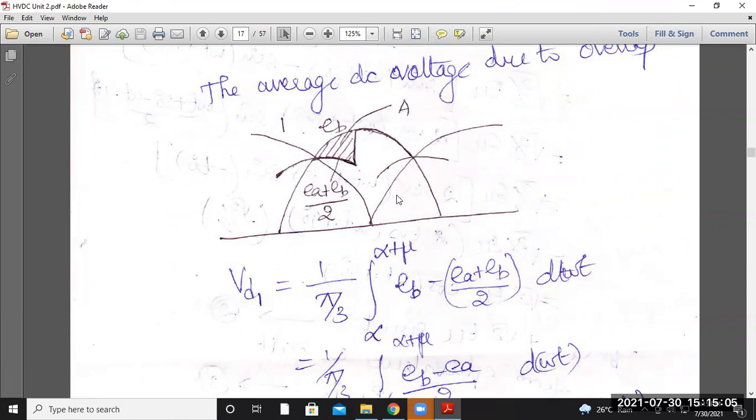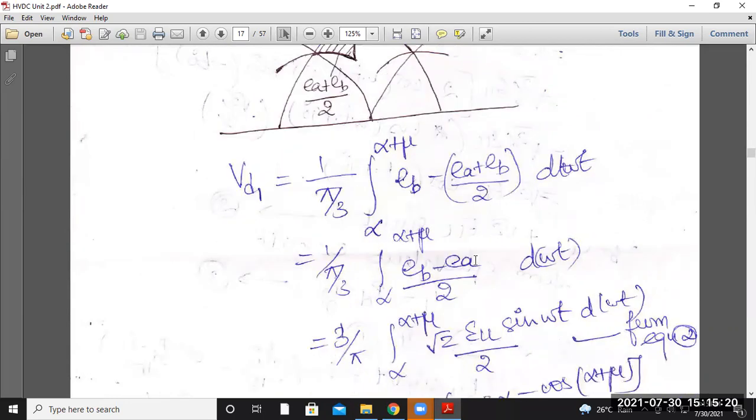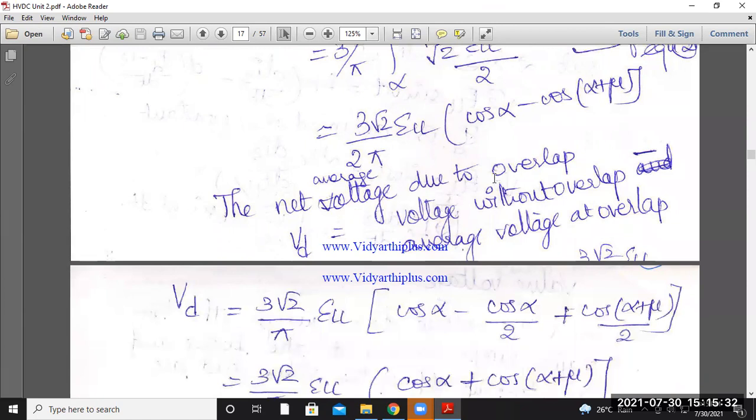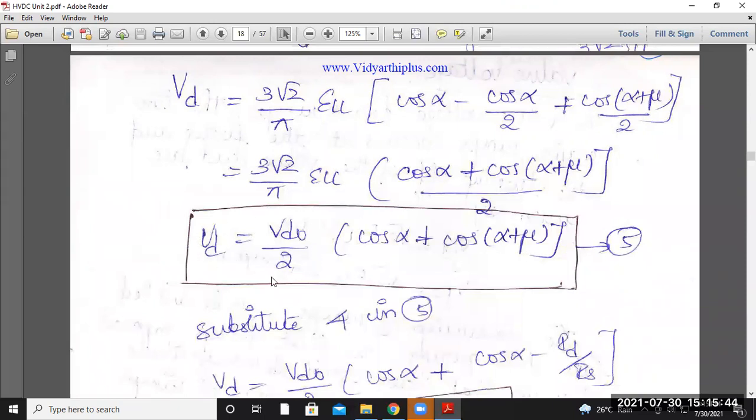From here you will get Vd1 equal to 1 upon pi by 3, integrated from alpha to alpha plus mu, of (EB minus (EA plus EB) divided by 2) d omega t. If you solve this equation, you will get 3 root 2 upon 2 pi EL (cos alpha minus cos alpha plus mu). The net average voltage due to overlap is the voltage without overlap minus the average voltage during overlap. Subtracting, you will get Vd equal to V naught upon 2 (cos alpha plus cos alpha plus mu). That is equation 5.